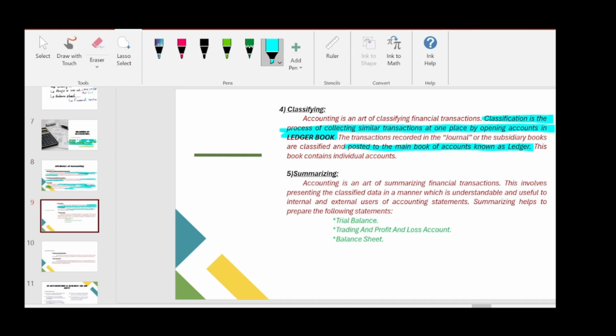Accounting is an art of summarizing financial transactions. This involves presenting the classified data in a manner which is understandable and useful to internal and external users of accounting statements. Summarizing helps to prepare the following statements: trial balance, trading and profit and loss account, balance sheet. So this is what summarizing is all about.